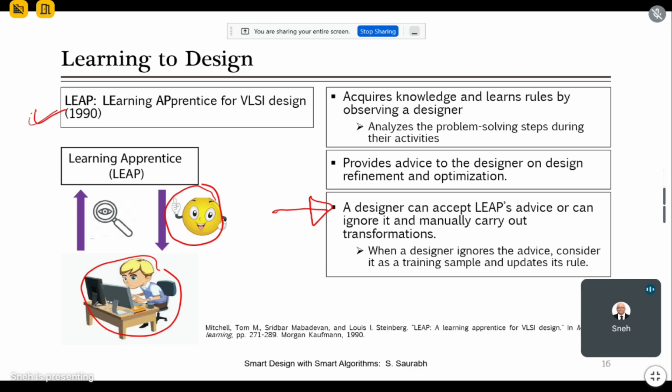So this is the whole idea of how the automation, or how the machine learning, can be used to help the designer in taking decisions.